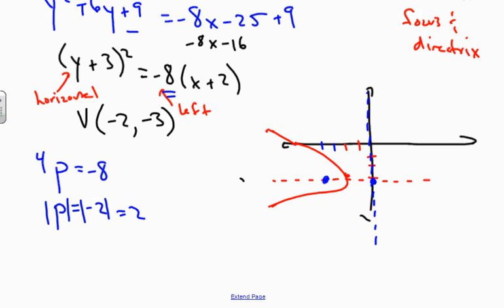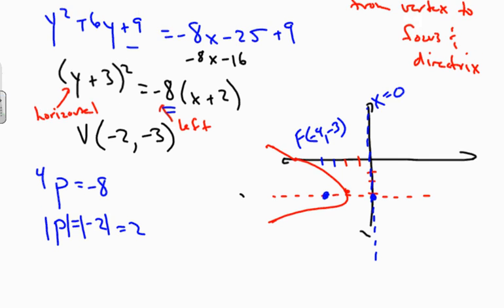So our focus is located at, as you can see right here, 1, 2, 3, 4, negative 4 and negative 3. And our directrix is located at x equals, well, it's going to be 0. All right, and that's going to be our directrix. So that is a quick and easy way of graphing and finding the focus and directrix.